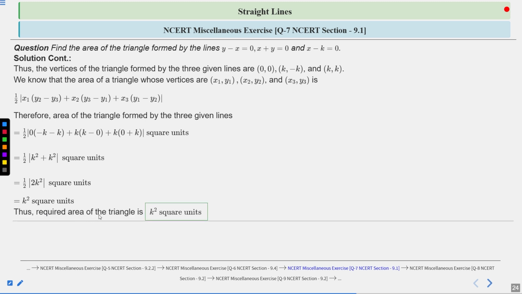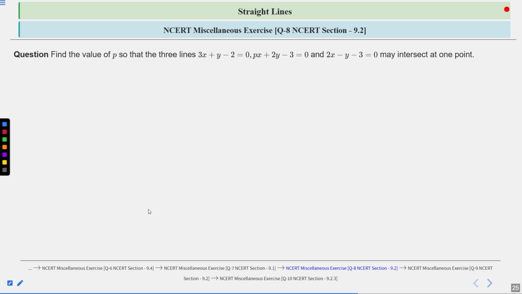So thus the required area of the triangle is k square units. Okay, so our answer will be k square units. I hope it is clear to all of you. Now let us move to the next question.